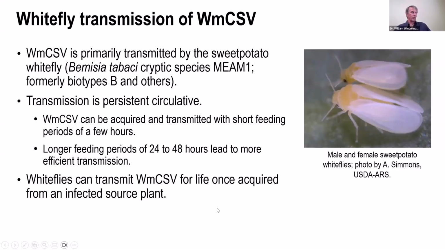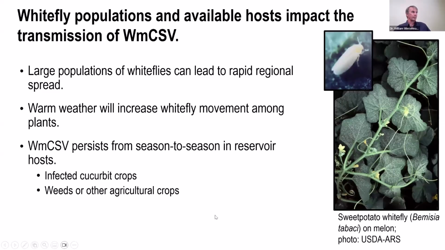Whiteflies can transmit watermelon chlorotic stunt virus for life once acquired from an infected source. As with other whitefly transmitted viruses, the larger the population of the whitefly in the field, the more of a concern you have for spread and plants becoming infected early on. The younger the plant, the more severe the symptoms are likely to be. Warmer weather will increase whitefly movement from plant to plant, field to field, and even into some of the weeds.